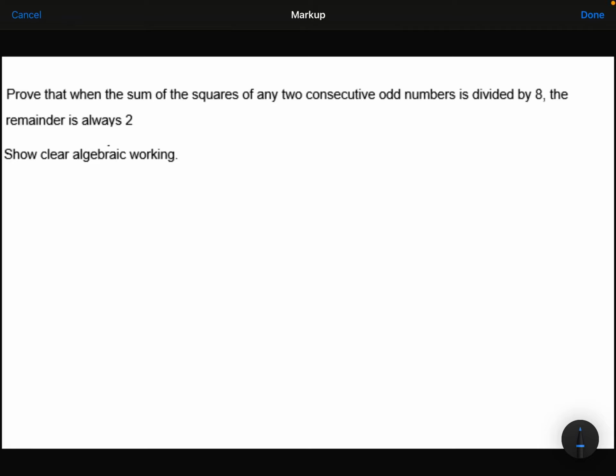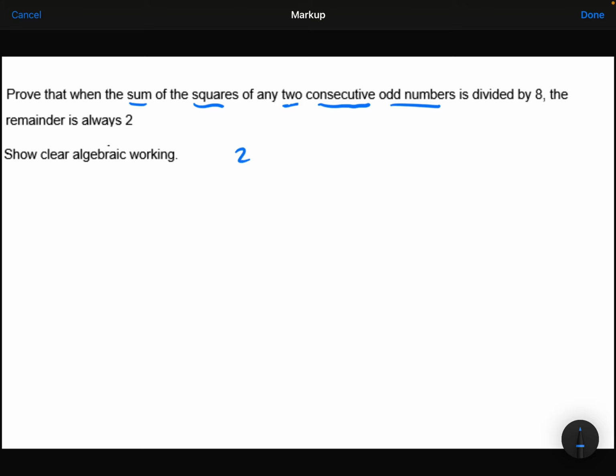Prove that when the sum of the squares of any two consecutive odd numbers is divided by 8, the remainder is always 2. So the sum of the squares of any two consecutive odd numbers. Okay, so consecutive odd numbers.